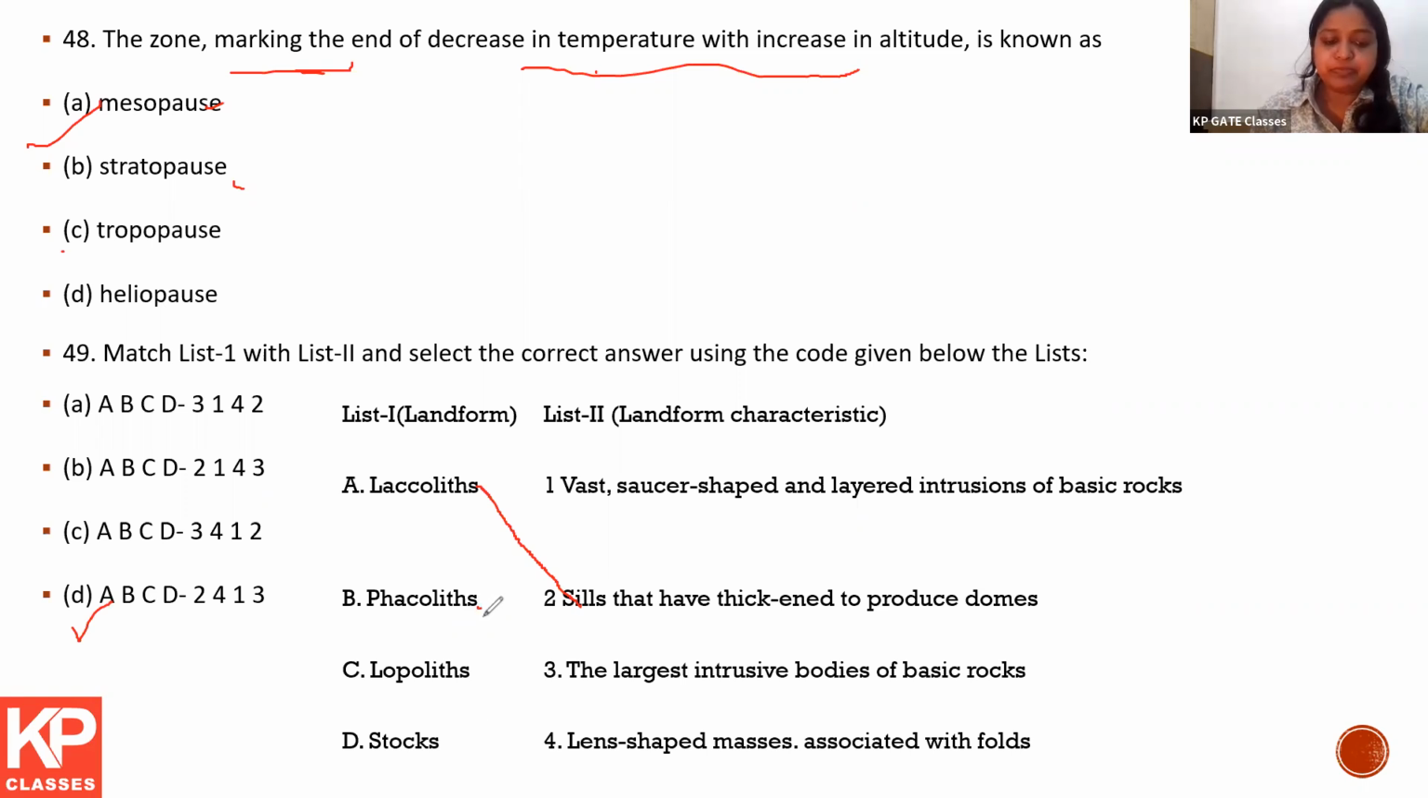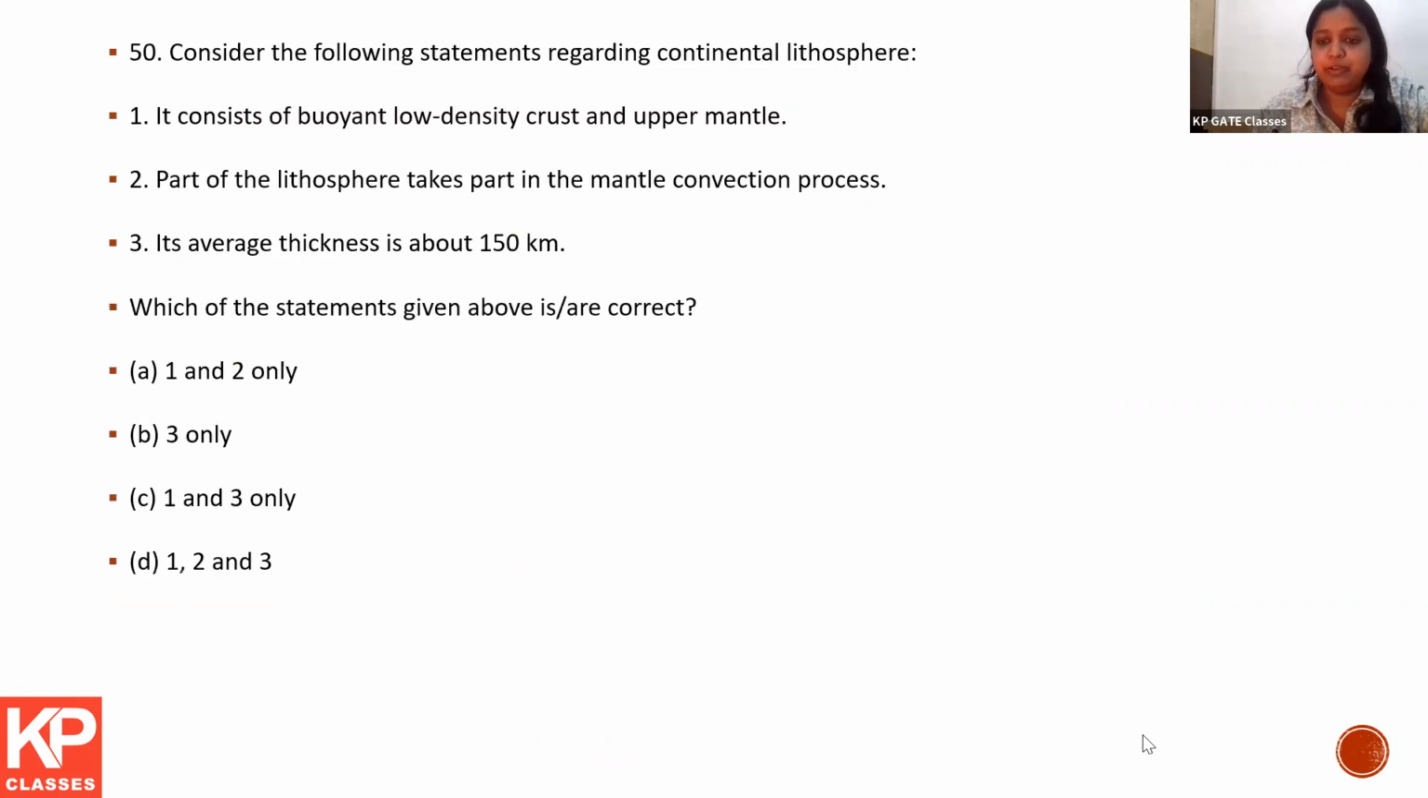Phacoliths are lens-shaped masses associated with folds. Lopoliths are vast saucer-shaped layered intrusions of basic rock. Stocks are the largest intrusive bodies of basalts. So this is actually a very easy, direct question. A very basic question, I would say.